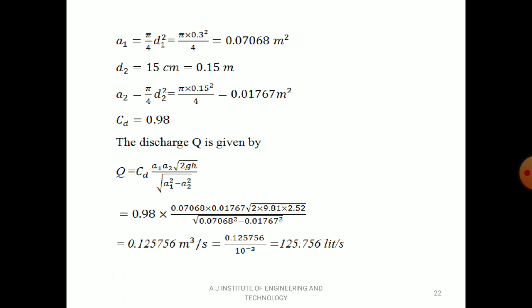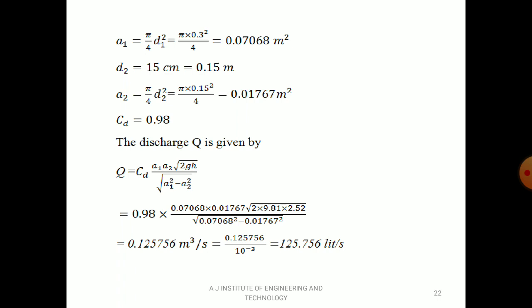Then the D2 value, that is the throat diameter, is equal to 15 centimeter. Converting from centimeter to meter, 15 divided by 100, so that is equal to 0.15 meter. Then A2, you can calculate the cross-sectional area, A2 equals pi by 4 D2 square, so that is equal to pi into 0.15 square divided by 4, which equals 0.01767 meter square. The CD value, that is the coefficient of discharge, is given as 0.98.